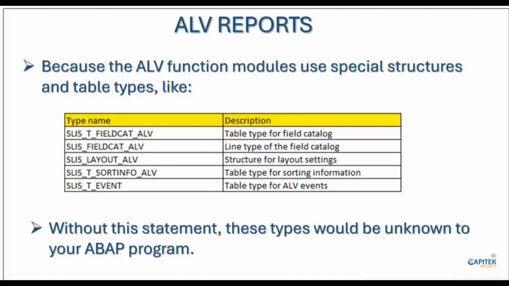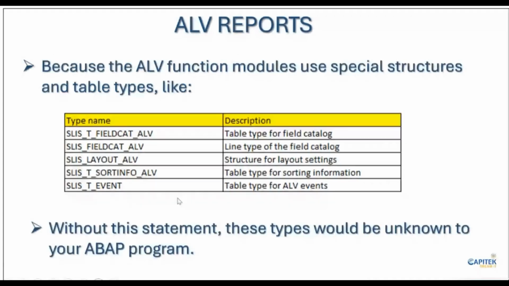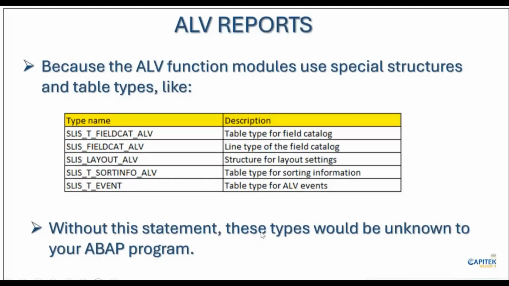Okay, so this is very important. You see here, everywhere in the type name, the first four characters belong to SLIS. Everywhere it is like SLIS. It means this belongs to the type pool called SLIS. So you need to bring that into your program using the keyword TYPE-POOLS SLIS. Right? Fine. So let's look into the program.